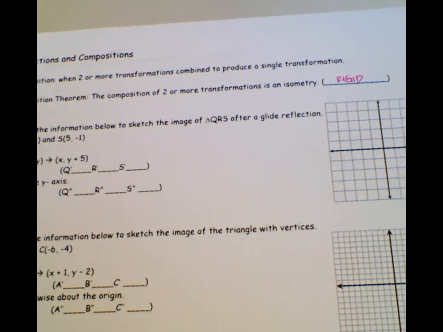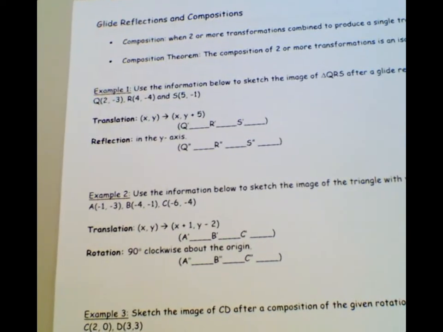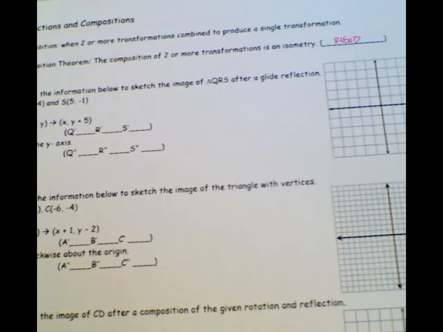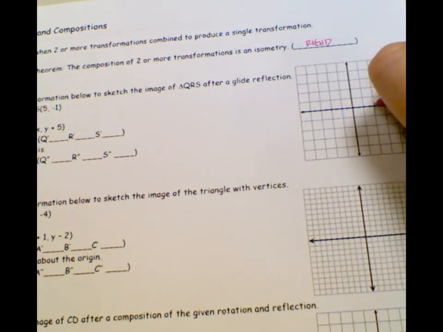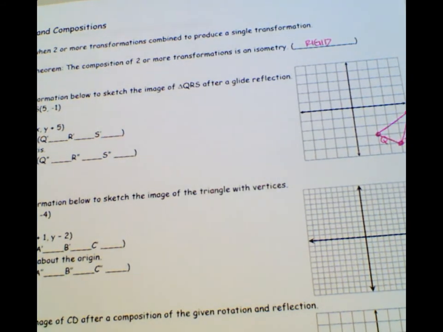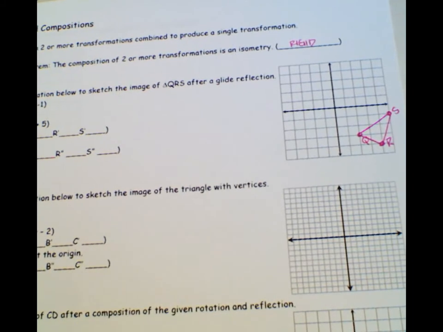All right, so let's just start out here. I'm going to go ahead over here on my graph. I'm just going to plot the 3 points. So Q is (2, -3). R is (4, -4). And then (5, -1), that's our S. So here is our triangle. And again, most of the time we are transforming these triangles. Okay, so here's my triangle.